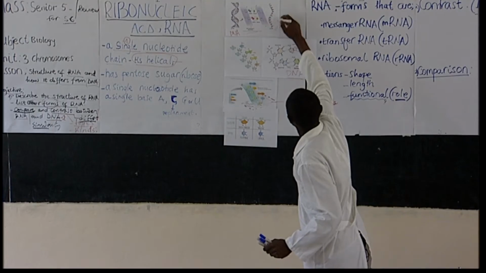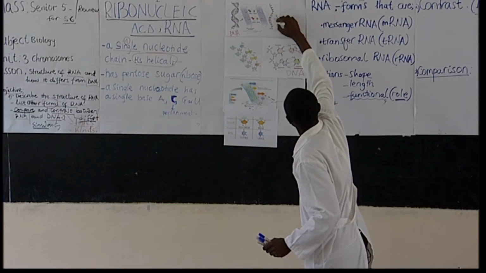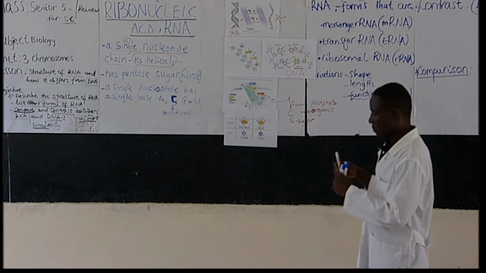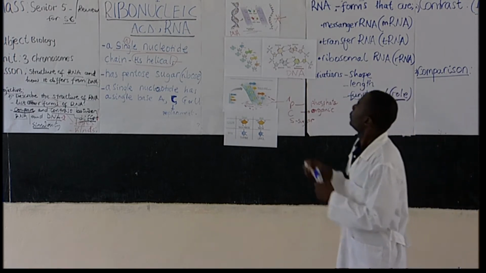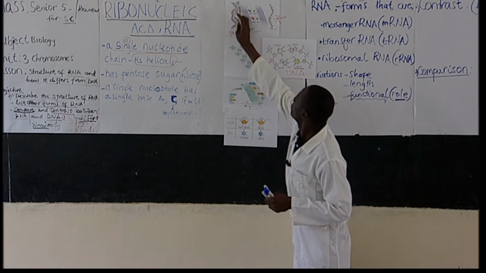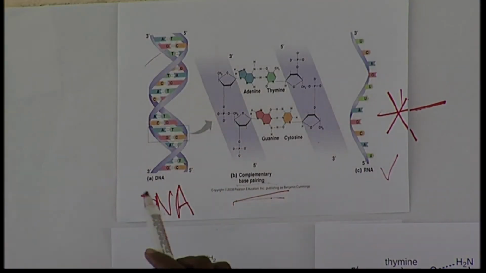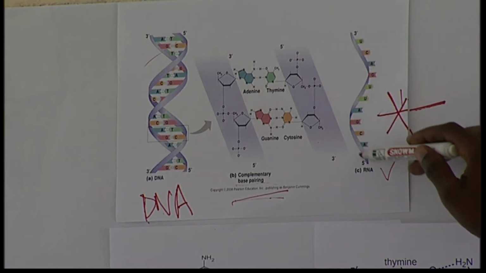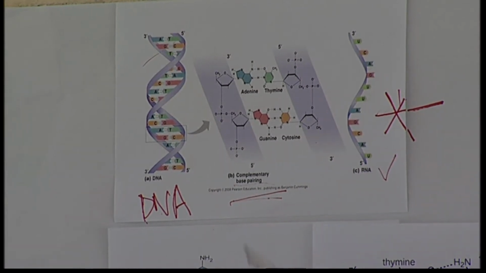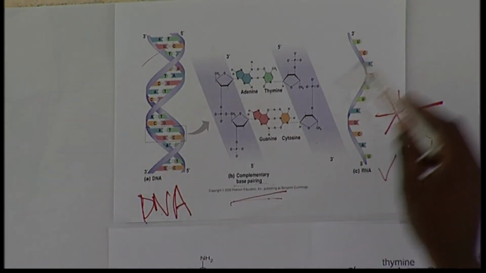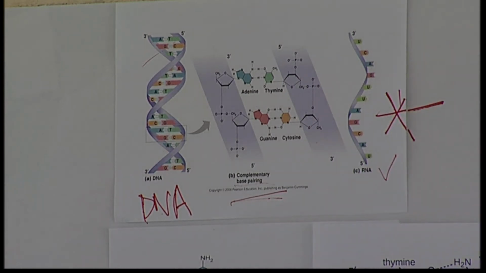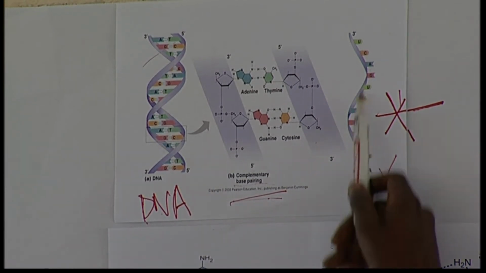here we go. Check it out. Two chains coiled around each other to form a double strand. A single chain. The bases are paired, and here they are not. I hope you're looking at it very carefully. We check again. Two chains DNA, single chain RNA.